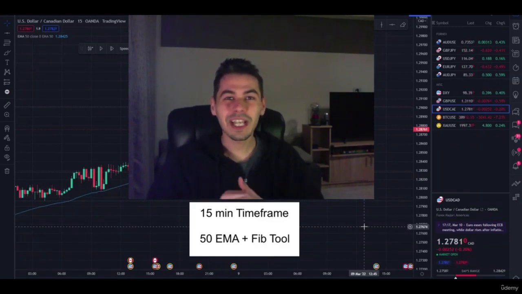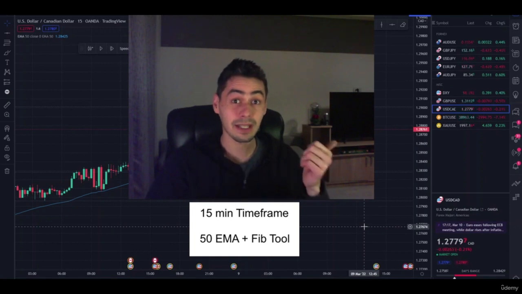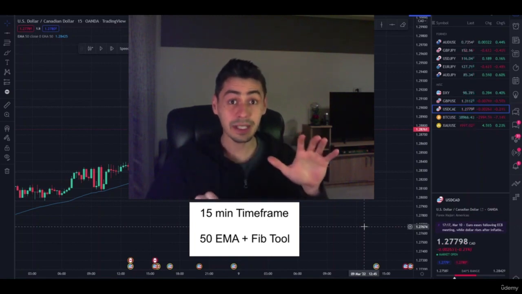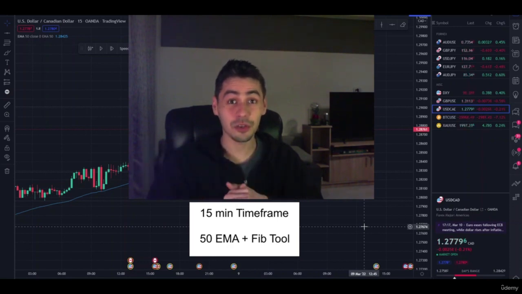Okay, so indicator-wise, this strategy is not that complicated. We will only be using the 50 period EMA on the 15-minute time frame, so this won't be on the 5-minute as in the previous video. So 15-minute time frame, 50 EMA, and the Fibonacci extension tool. That's basically all you'll need.